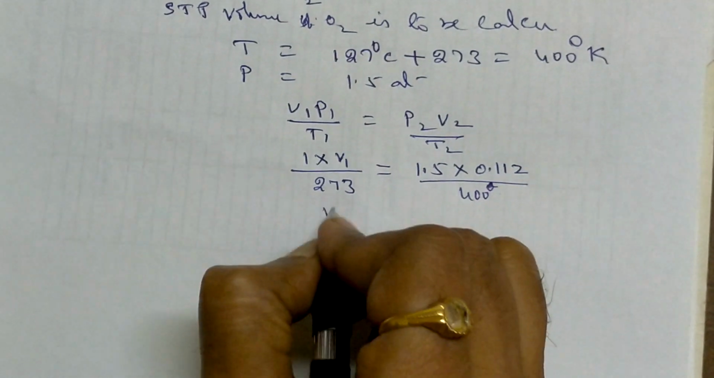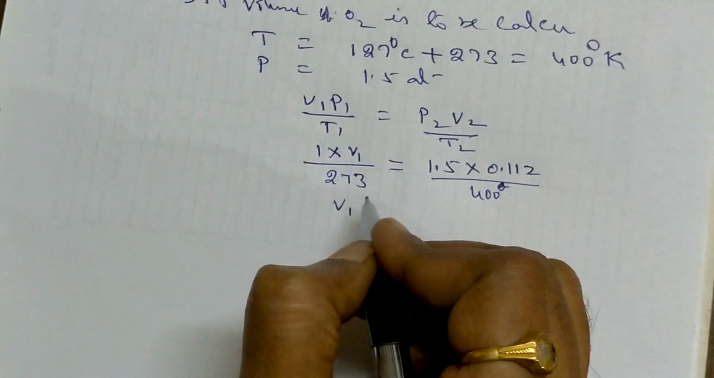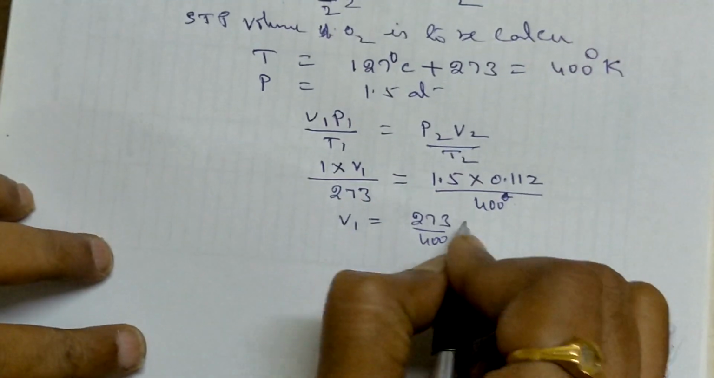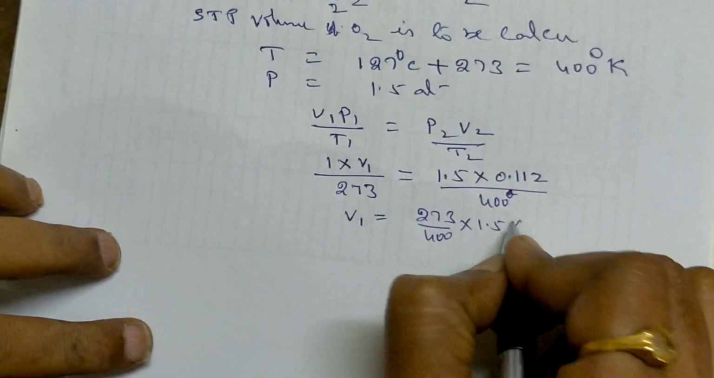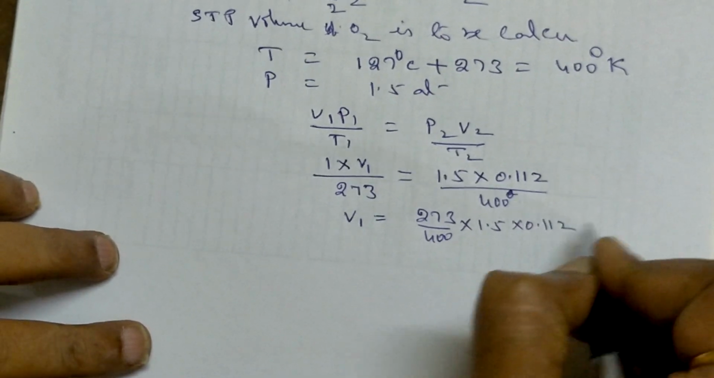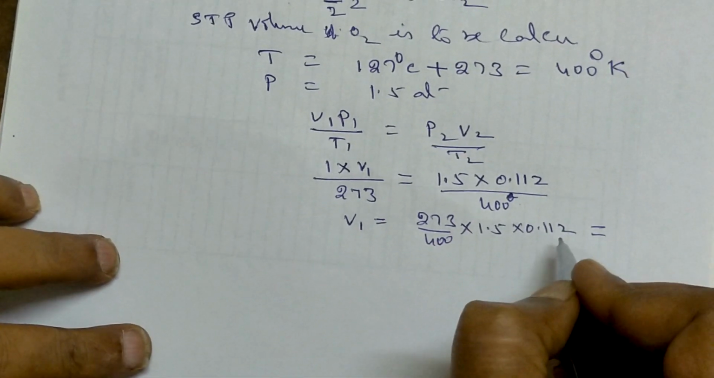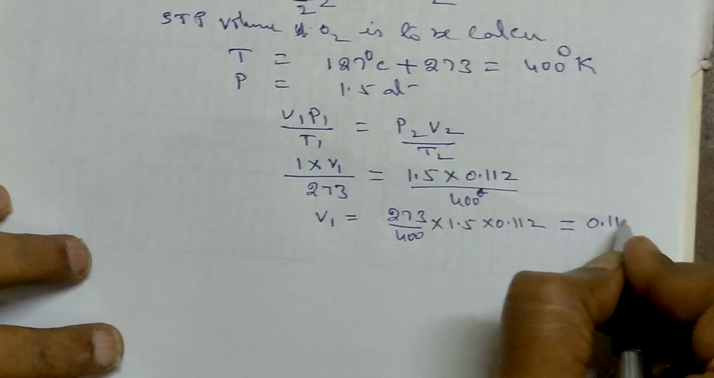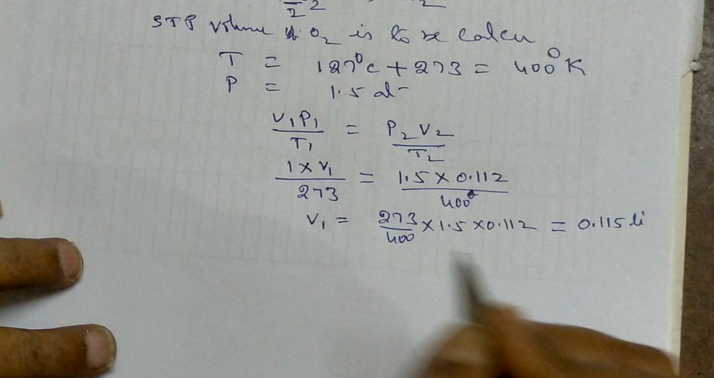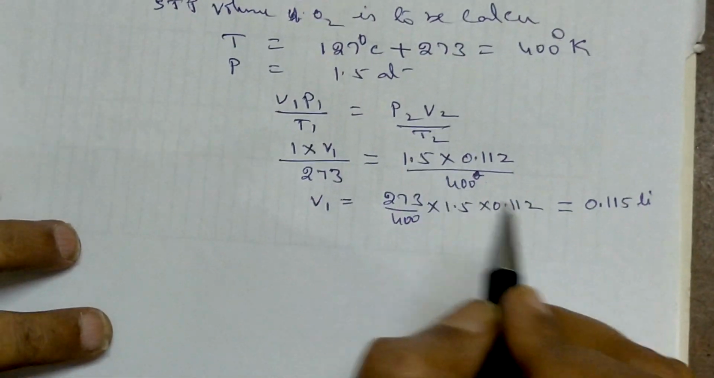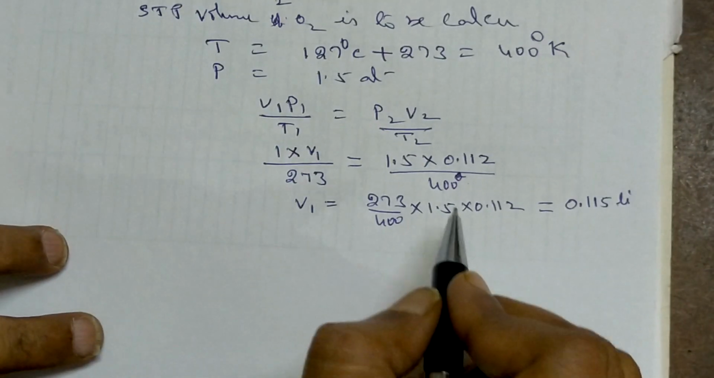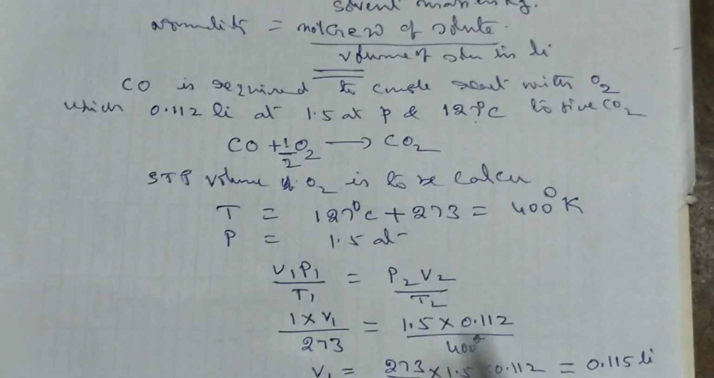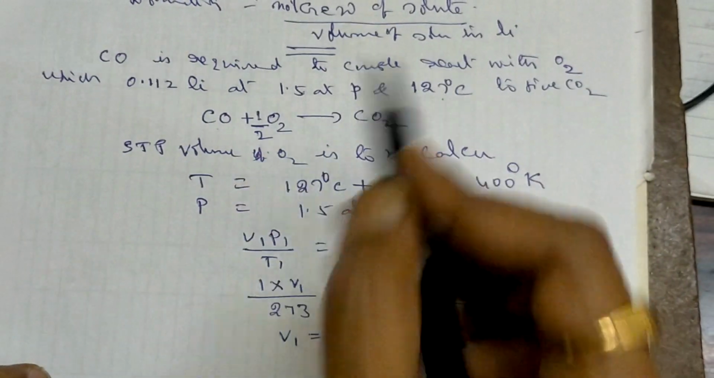Now V1 equals 273 by 400 into 1.5 into 0.112. If you see the calculation, the value will be around 0.115 liters. This is the volume of oxygen at STP, whereas the 0.112 given is at a different pressure and temperature.